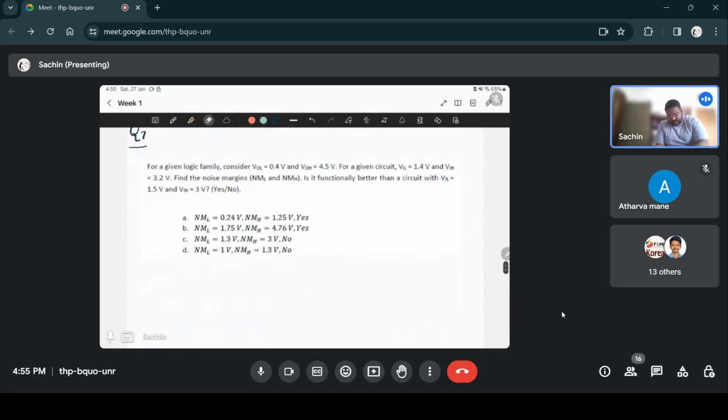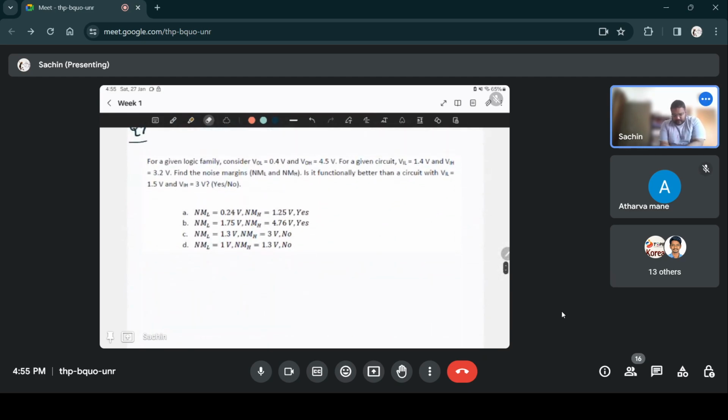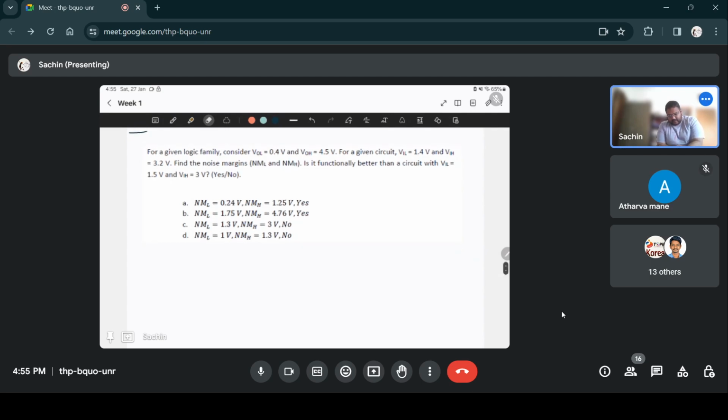Okay, on to question 7. The given VOL and VOH, also they are given VIL and VIH. You have to find the noise margins for both the low and high situations, that is NML and NMH. This is simply straightforward.